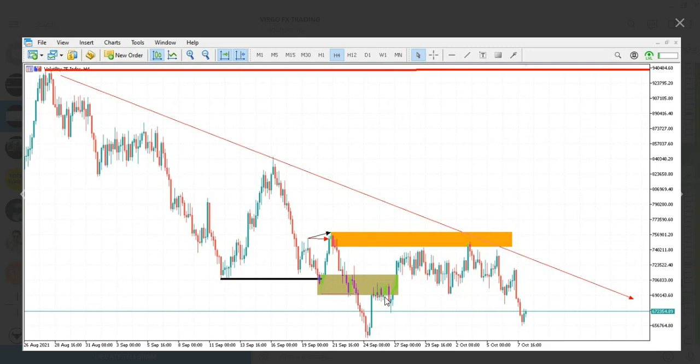After price traded above, or violated, this mitigation block, what did it become? It became a breaker block. So what do we do with a breaker block? Instead of selling here, we now have to wait for price to come into this order block and then buy it. And where will our take profit be? Our take profit will be this candle here. So this will be our point of interest.